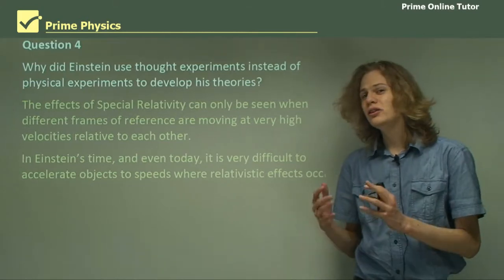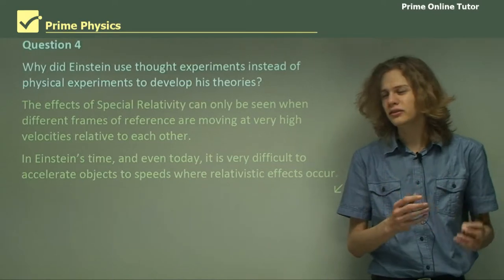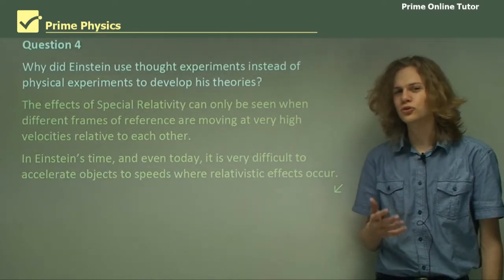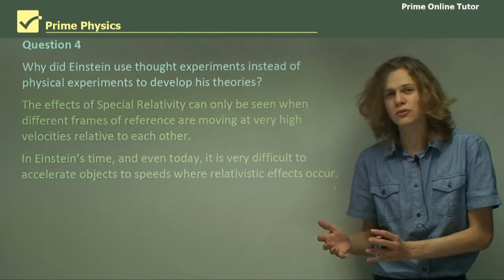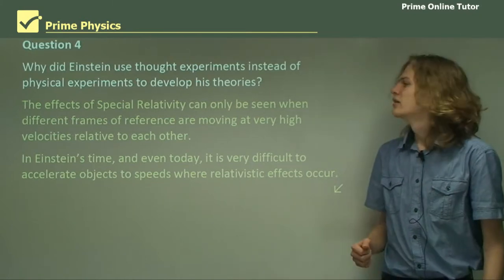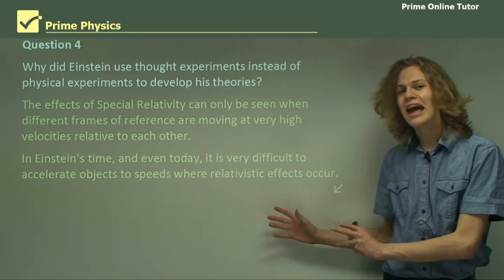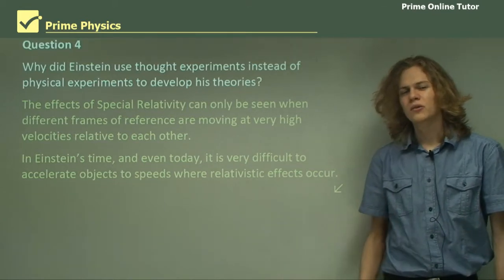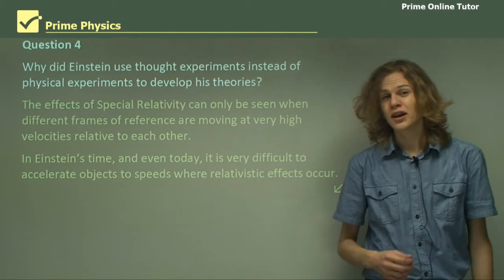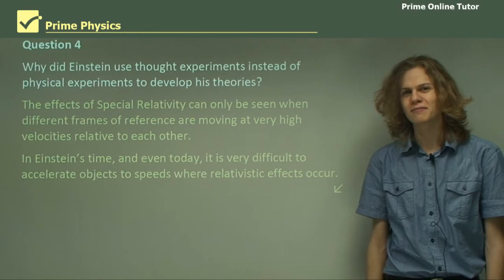Even today, the only things that we've managed to get to that sort of crazy high speed are tiny subatomic particles, like protons or electrons. We can get those to half the speed of light. We can't get anything else to half the speed of light. And so in Einstein's time, it was pretty much impossible to accelerate anything to that sort of speed, which means that it would be impossible to do one of these experiments. And instead, we'll have to use the power of imagination and do thought experiments instead.